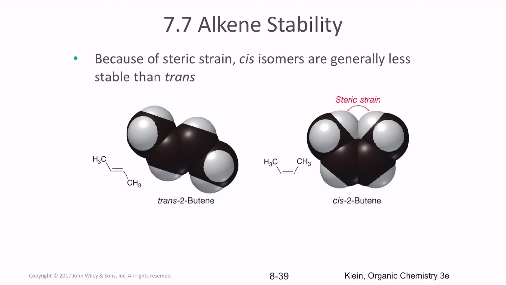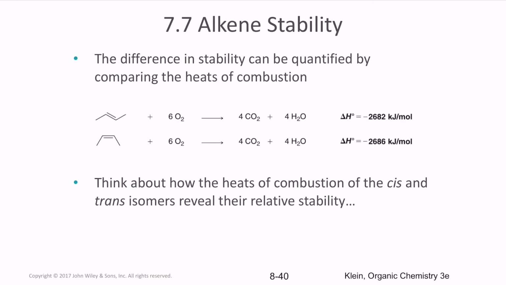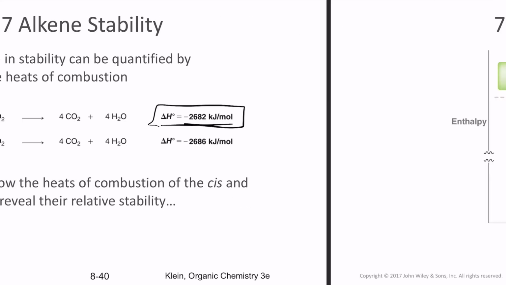Now, because of steric strain, cis isomers are generally less stable than trans isomers, and most of the products that form are always trans isomers. So this is something that you will have to remember. Trans isomers are much more stable because they have lesser energy. The lesser the energy, the more stability they have.